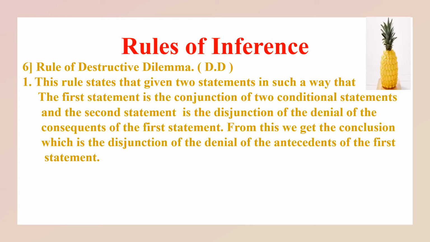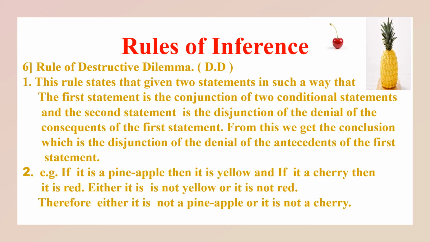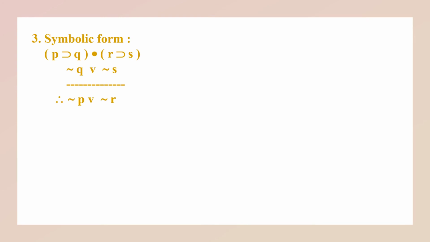Now, if it is a pineapple, then it is yellow. And if it is a cherry, then it is red. Either it is not yellow or it is not red. Therefore, either it is not a pineapple or it is not a cherry. Let us see the symbolic form. P implies Q and R implies S, not Q or not S. Therefore, not P or not R.